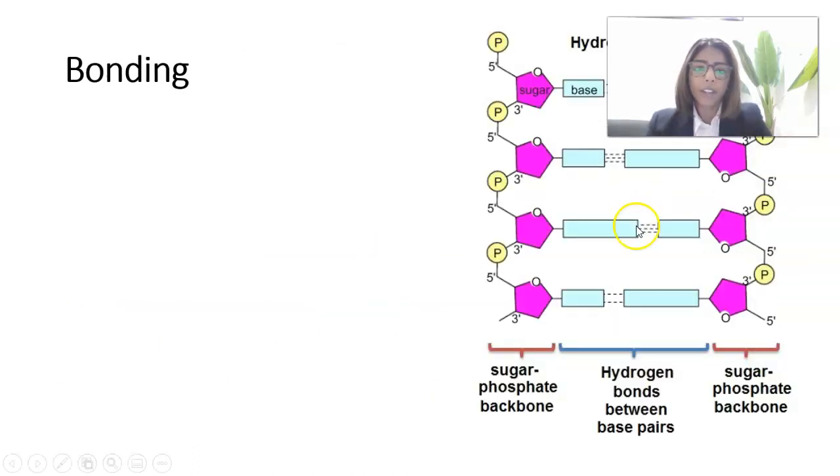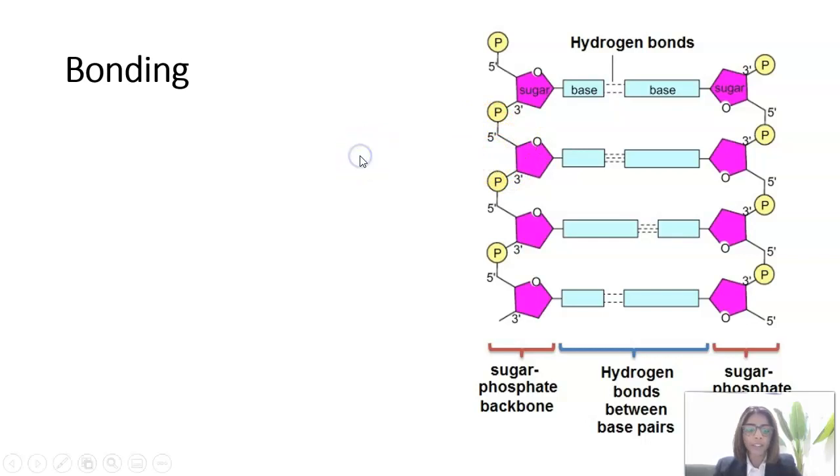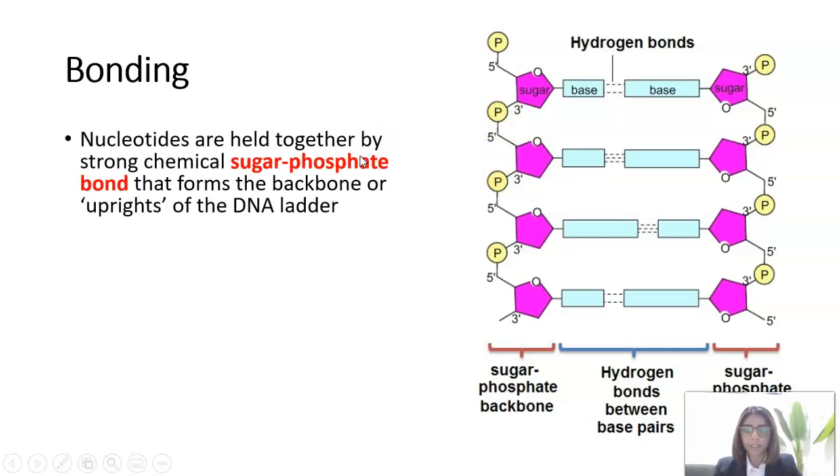So now that we understand that DNA is made of these repeating nucleotides, we're going to look at how they actually bond together. Now, if we look at the backbone, nucleotides are held together by this strong covalent phosphate sugar backbone. And this makes the uprights of the DNA ladder, which you can see in the pink and the yellow.